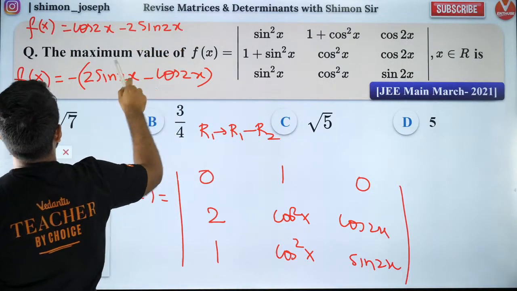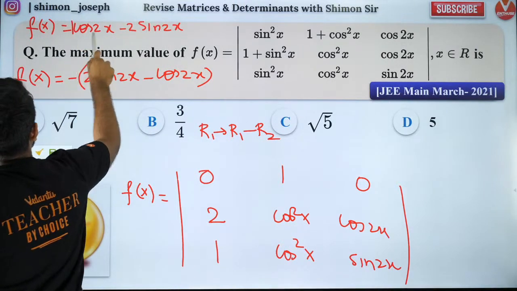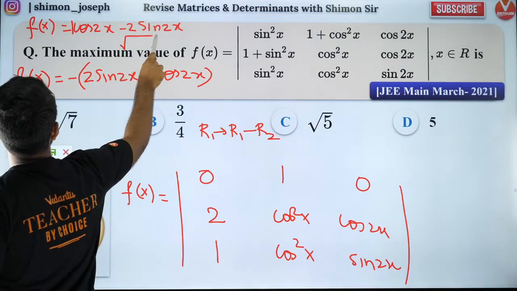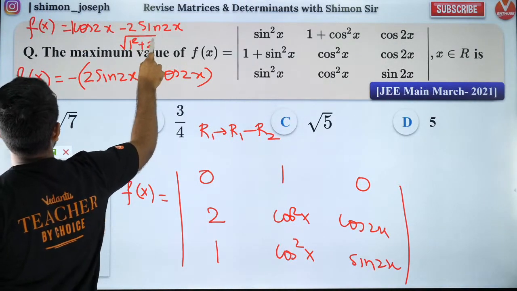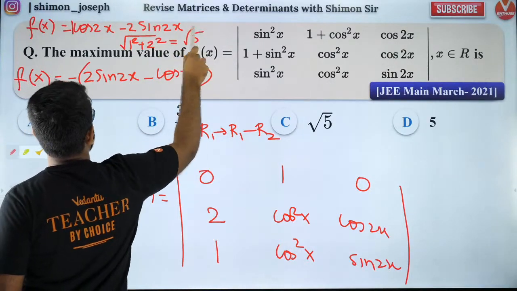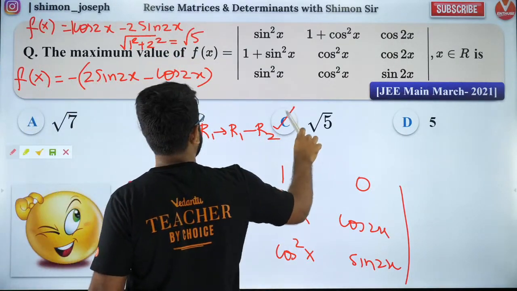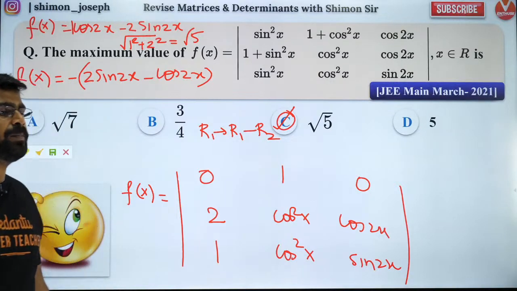So the maximum value is what? This is 1, this is 2. So the maximum value is root of 1 square plus 2 square, which is root 5. So the answer is root 5, which is option C. I hope everybody has got it.